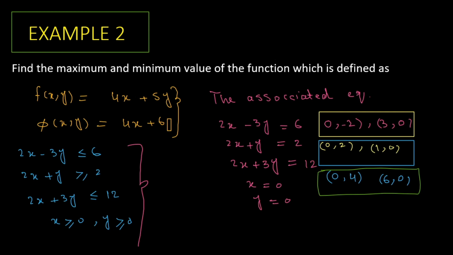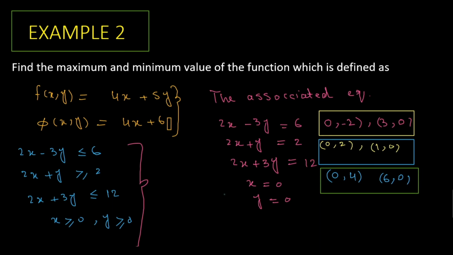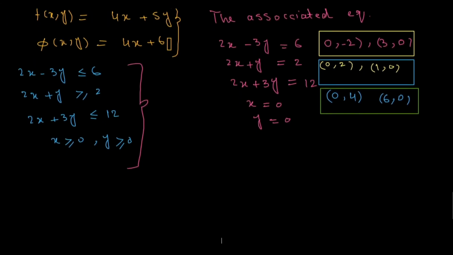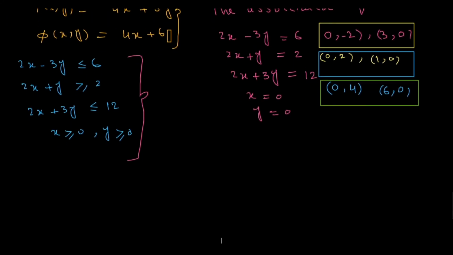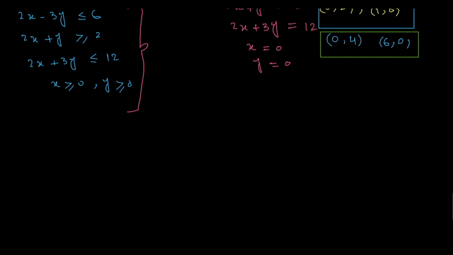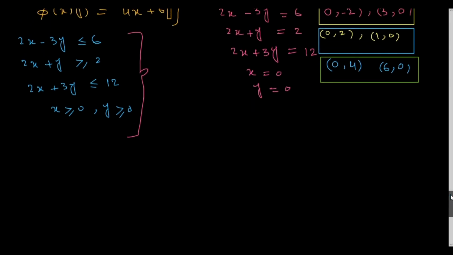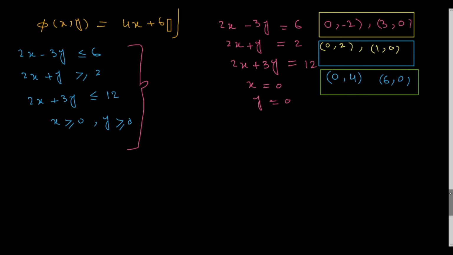Okay, so these are the points. Now we want to draw these points. Okay, and we know the procedure to draw these points. So first of all, we will draw the x and y coordinate system. After drawing the x and y coordinate system, draw the x-axis and y-axis.